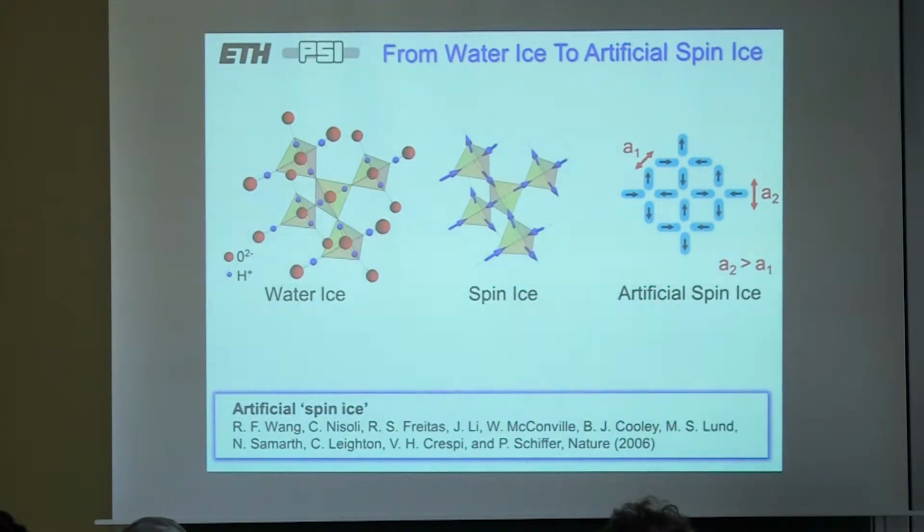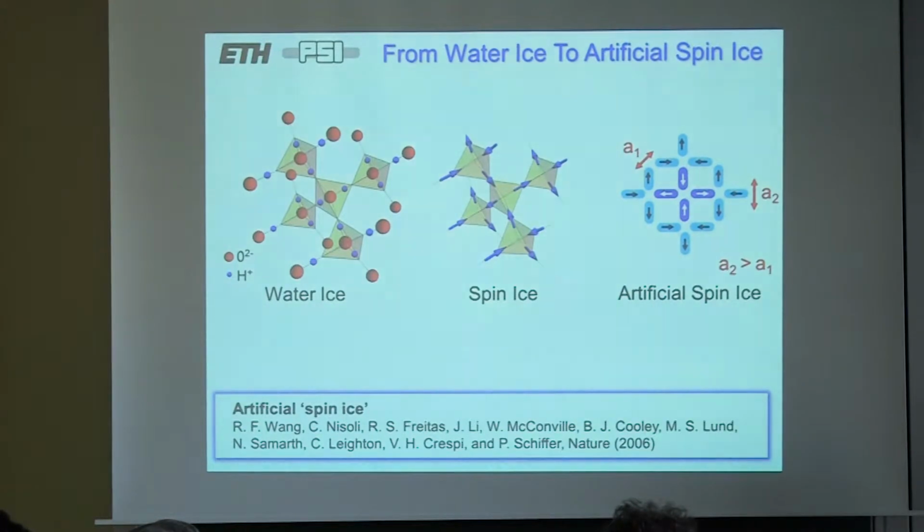It was in 2006 that Peter Schiffer and his group came up with the idea of mimicking this three-dimensional arrangement of spins in the spin ice with a two-dimensional arrangement of nanomagnets. These are single-domain nanomagnets, so each magnet is associated with a moment represented by an arrow. In a four-nanomagnet vertex, you can see that the ice rule is again obeyed, two moments pointing in, two moments pointing out. This is the lowest energy configuration.